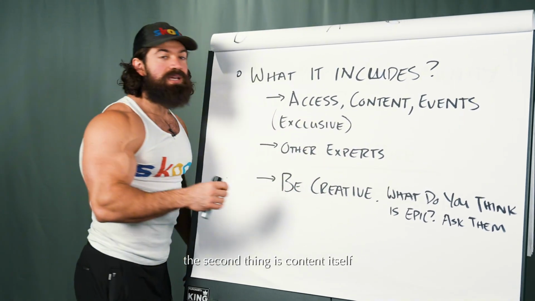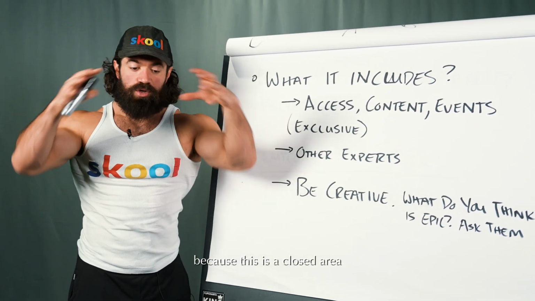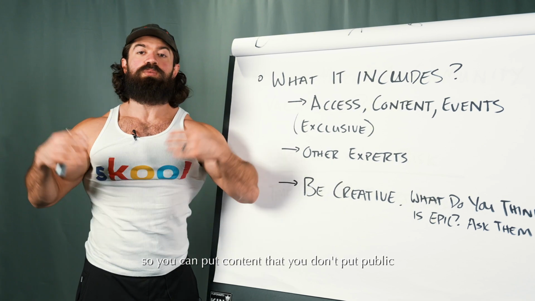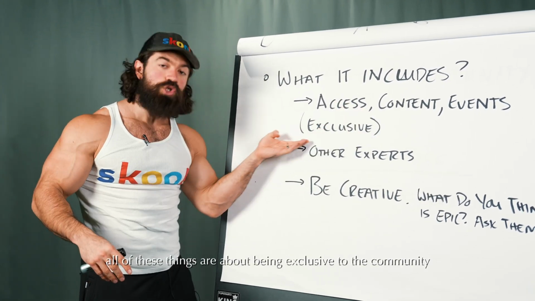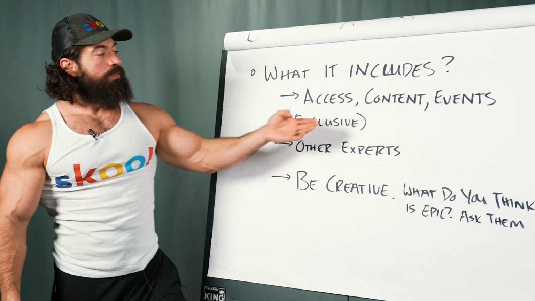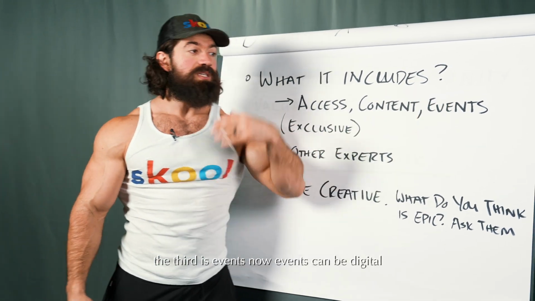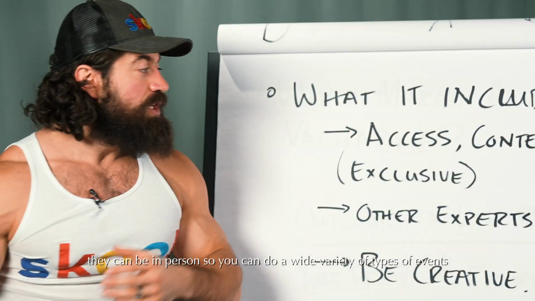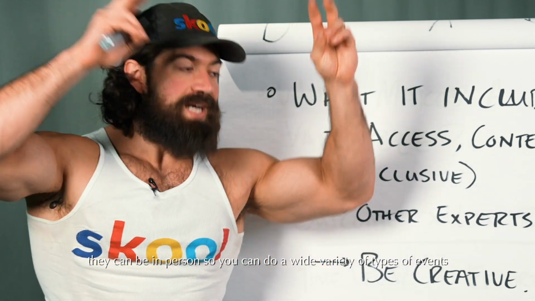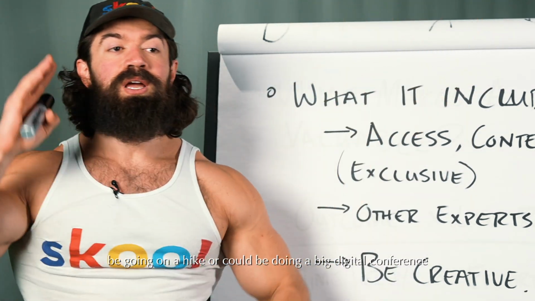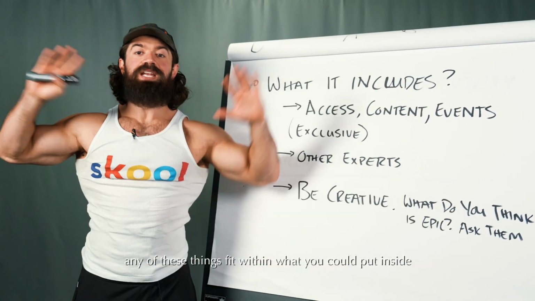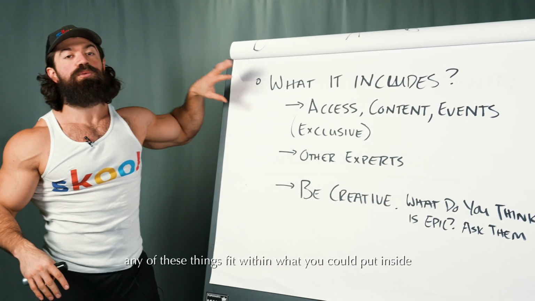The second thing is content itself, because this is a closed area. So you can put content that you don't put public, or that you can make exclusive. All of these things are about being exclusive to the community. The third is events. Now, events can be digital, they can be in person, so you can do a wide variety of types of events. It can be with lots of people, it can be with very small groups. It could be going on a hike, or it could be doing a big digital conference. Any of these things fit within what you could put inside.